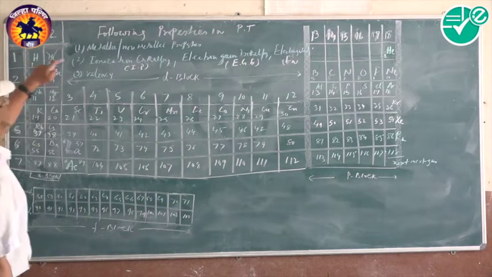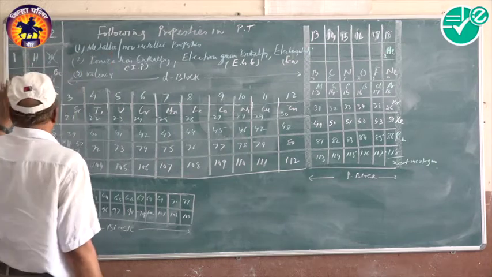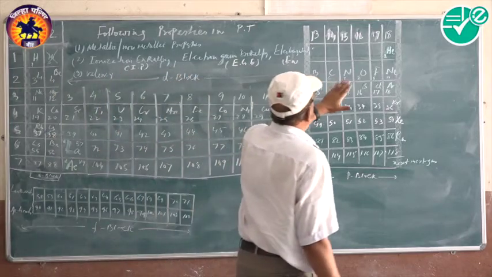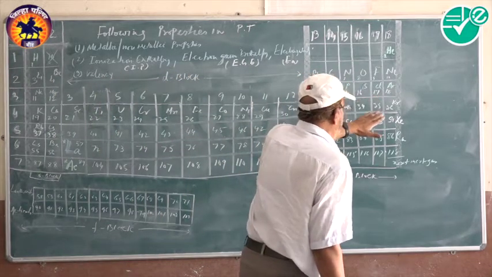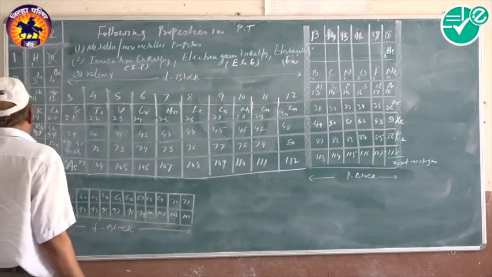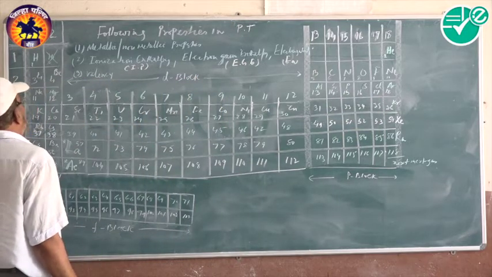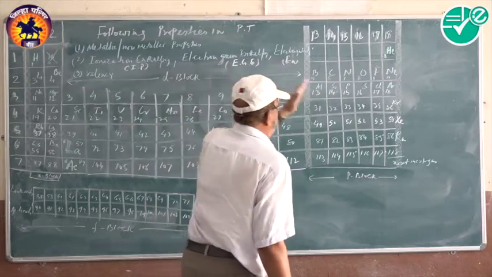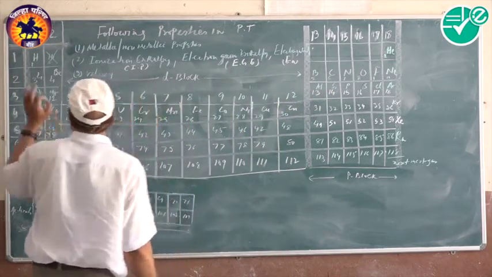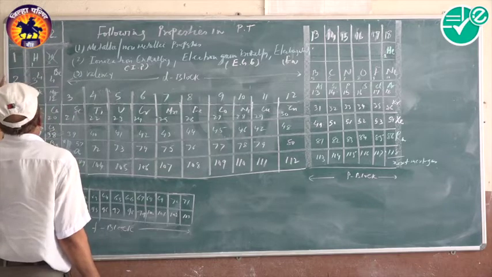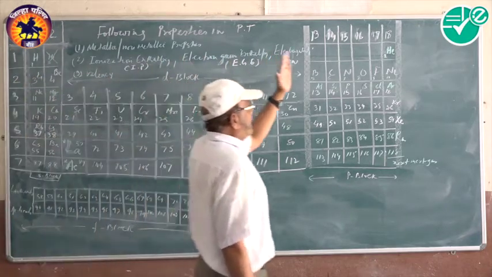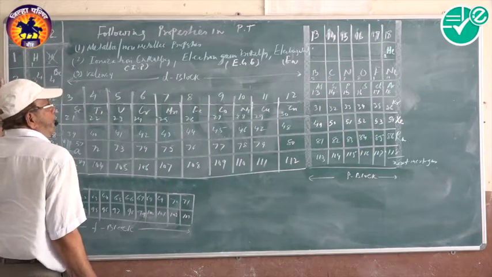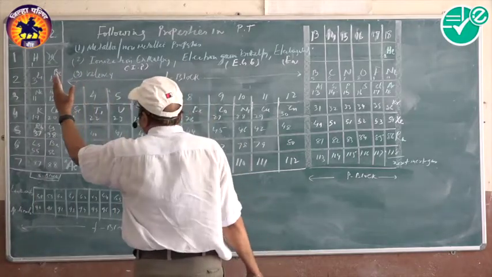See, number 1 point, metallic properties. Left hand side of the periodic table is metal and right hand side is non-metal. Therefore, from left to right in the periodic table, metallic properties go from high to low, meaning they decrease. Again remember, left hand side is metal and right hand side is non-metal.